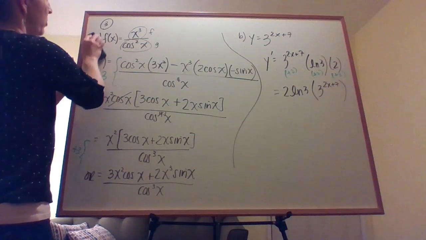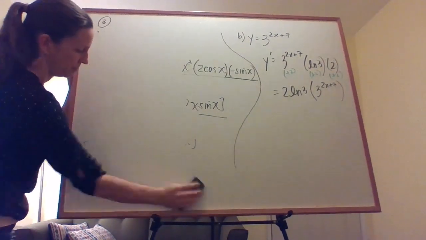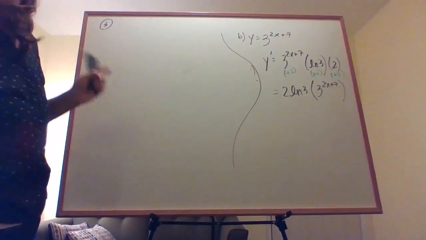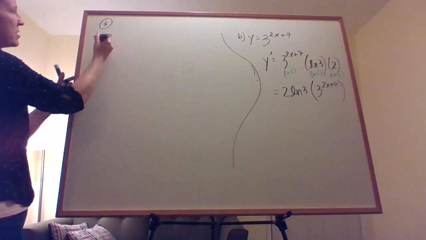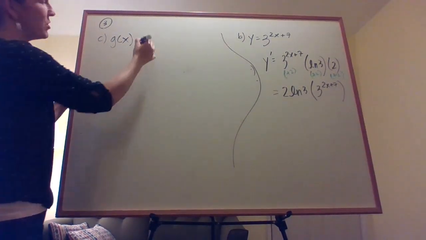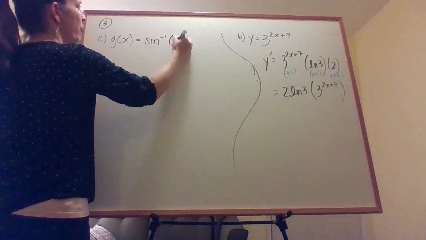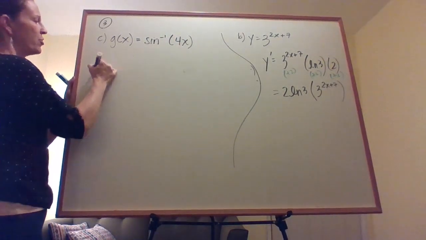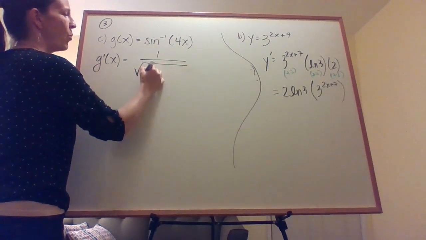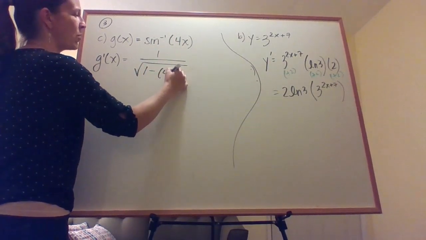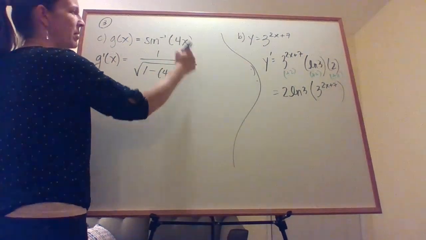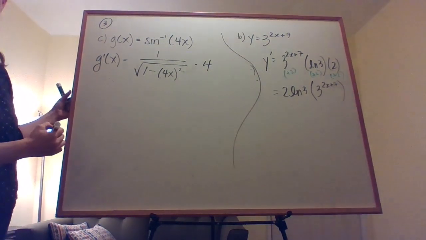Now let's take a look at part C. This was also worth 6 points. Problem C, I have g of x is equal to the inverse sine of 4x. Okay. The derivative of inverse sine is 1 over the square root of 1 minus that something, that's the 4x squared. Then I apply the chain rule times the derivative of the something. The derivative of that something is 4.